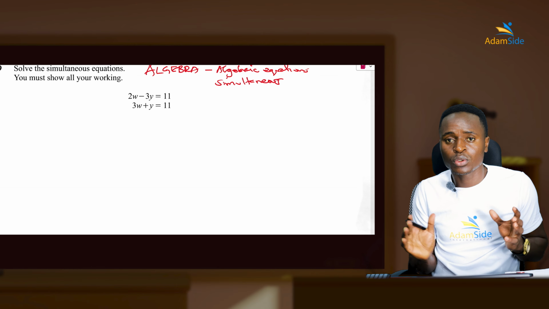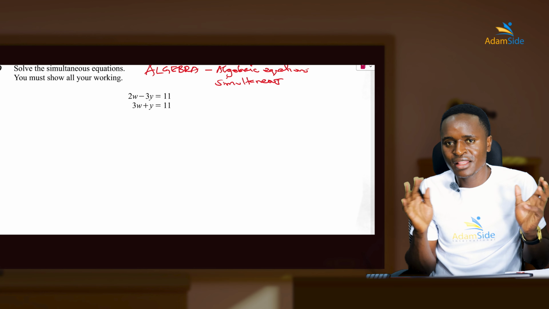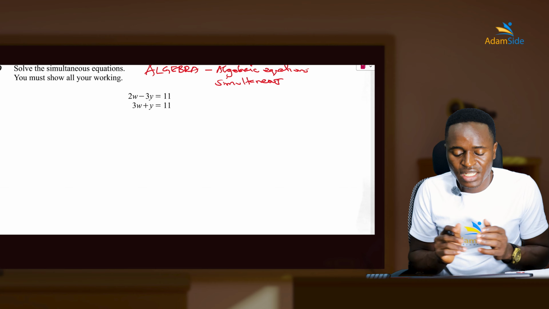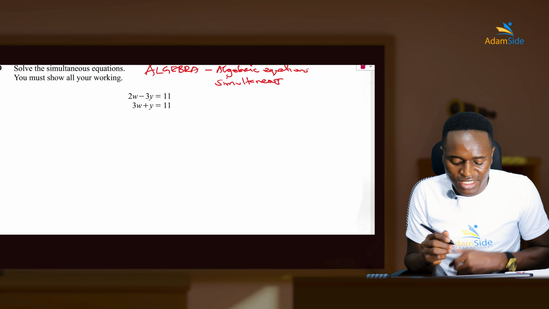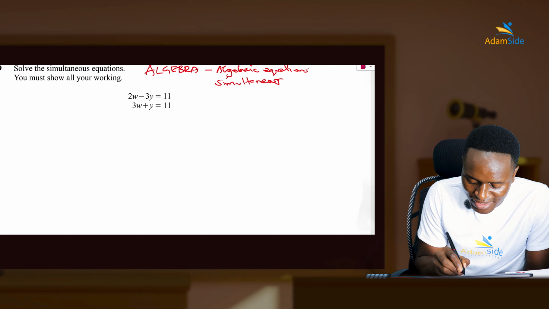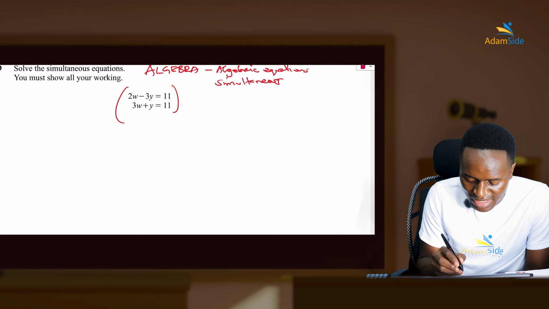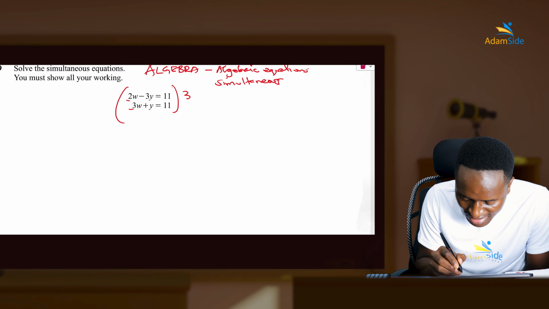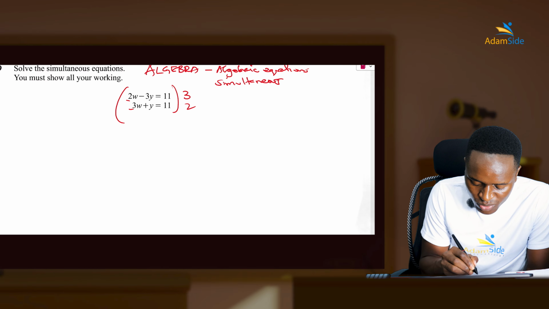So what do we do? We are not limited. We can use either of the methods, either substitution, graphical if you have time, or elimination. I'll choose to use the elimination method. I will eliminate w, so I'll multiply by 3 and 2. Swap the variable. This one goes there, and this one comes here.